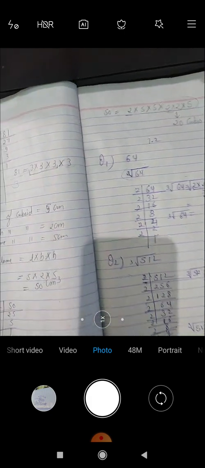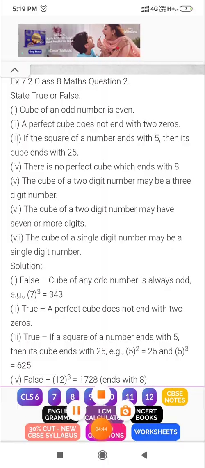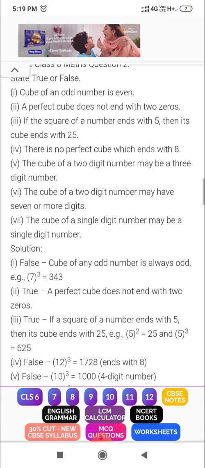In this way you can solve the remaining parts of question number 1 of exercise 7.2. Our second question of this exercise is state true or false. The first part is: the cube of any odd number is always odd, so it is false.